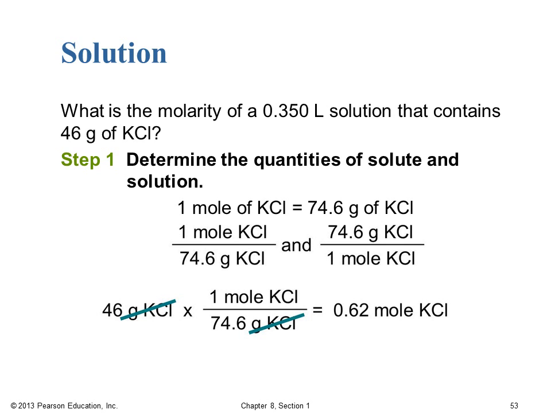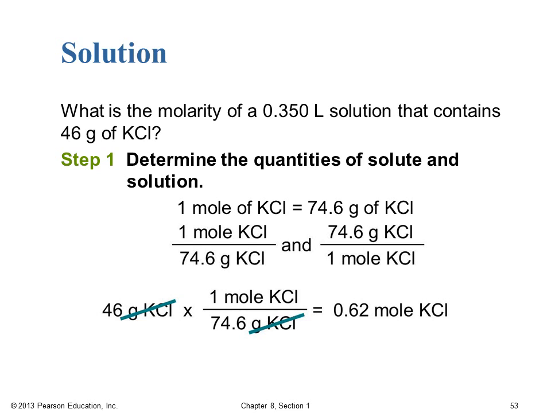So before we can just plug away, we need to determine how many moles of potassium chloride we have. So we need to calculate our molar mass of potassium chloride. And so potassium chloride has a molar mass, a molecular weight, of 74.6 grams per mole. We're going to take our 46 grams of potassium chloride and use our conversion factor here of 1 mole of potassium chloride equals 74.6 grams of potassium chloride. And so then that would give us 0.62 moles of potassium chloride.